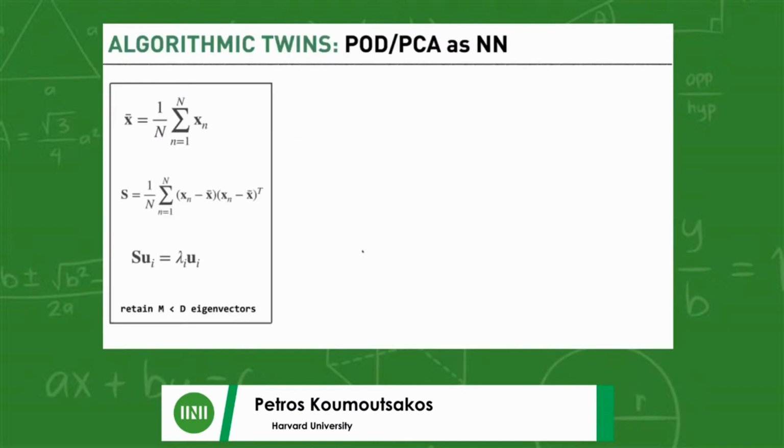There's also another thing, which is 20 years old or so, at least for me. There is this concept of algorithmic twins. So what is it that I call an algorithmic twin?